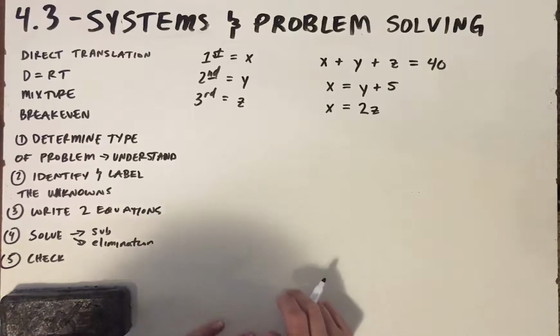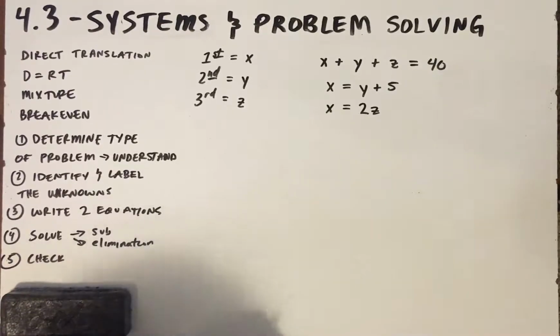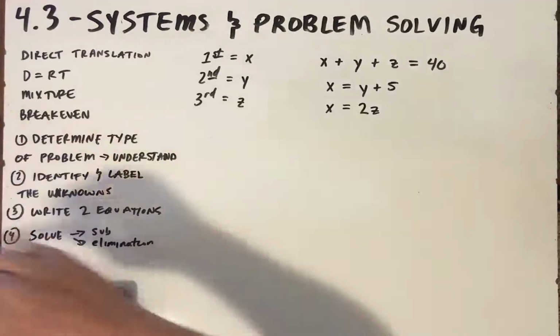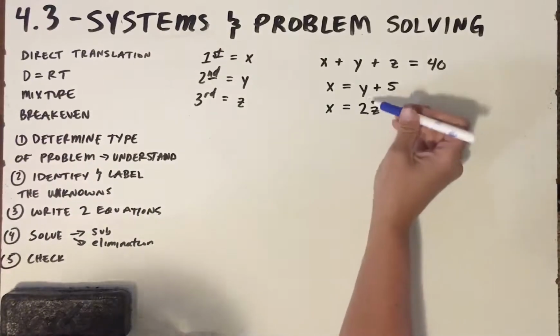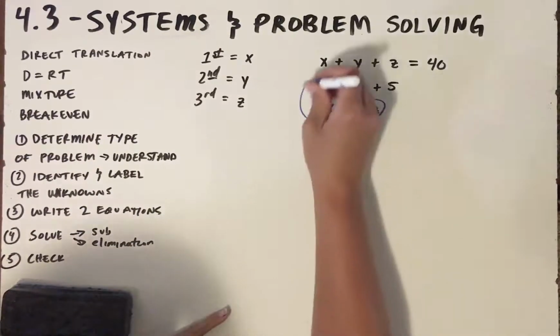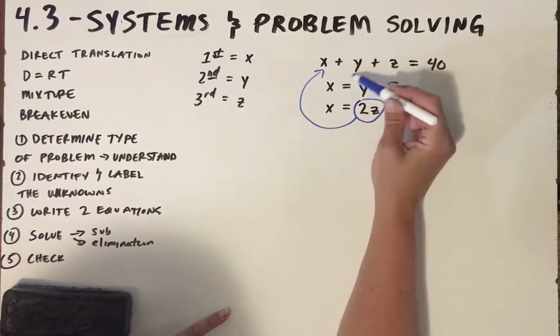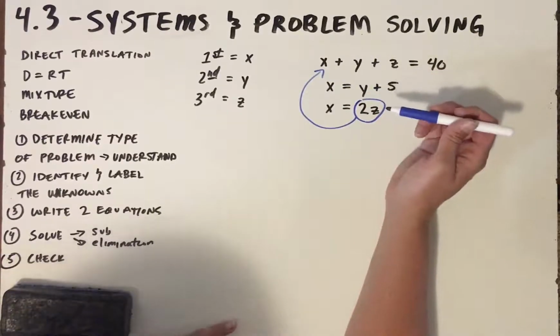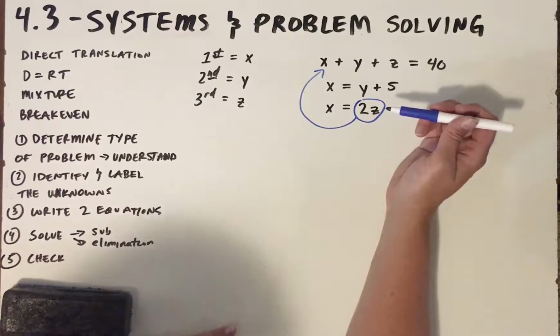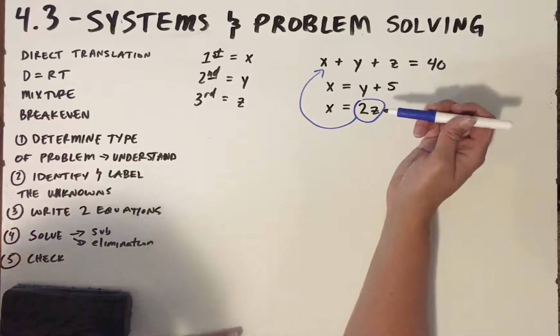Well, let's see if we can get super genius here. If I can substitute this value for x right here, then this one will be z and so will this one. So I need y to be in terms of z. Is that going to work?